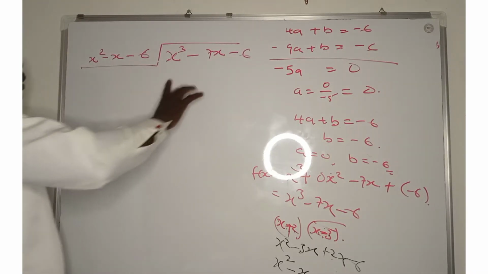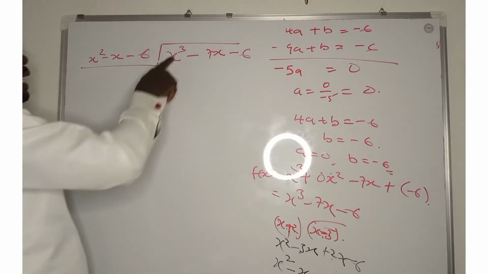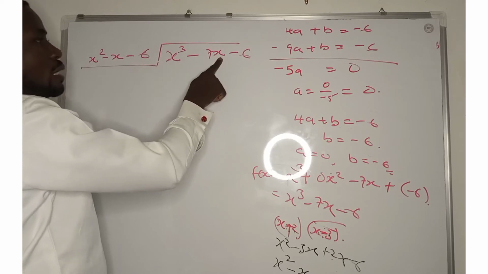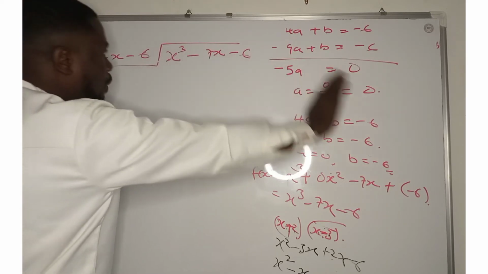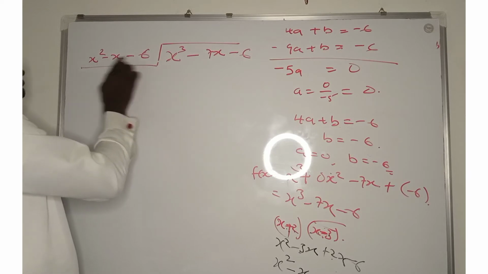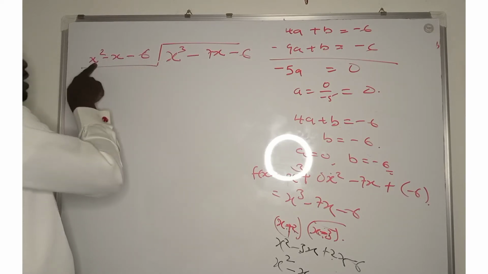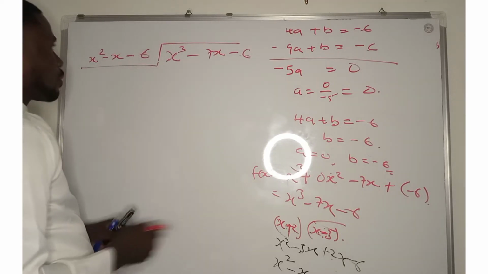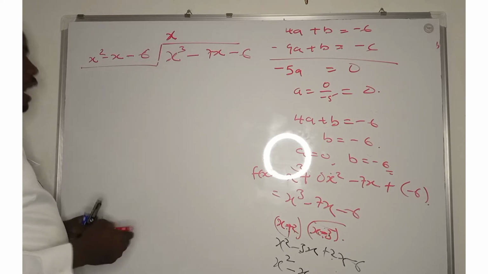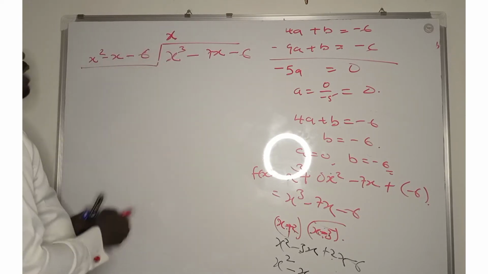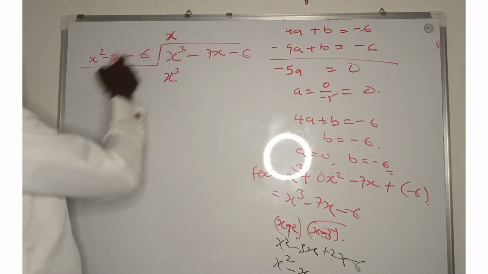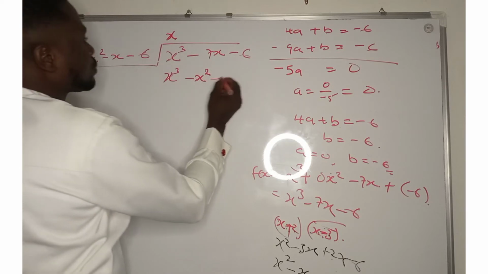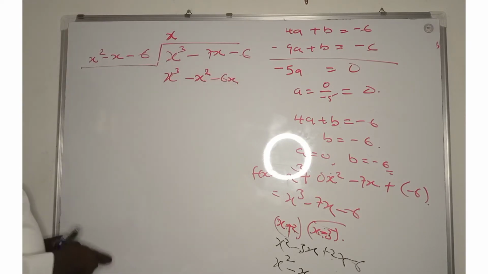So I will ask myself, what is the degree of this expression? You agree with me that it is 3, because the highest power is 3. This is power 3, this is power 1, and this is power 0, so the greatest power here is power 3, while the highest power in the divisor is power 2. And so I will use this to divide this. x cubed divided by x squared will give us x. Now x times this gives x cubed, x times minus x gives minus x squared, and x times minus 6 gives minus 6x.